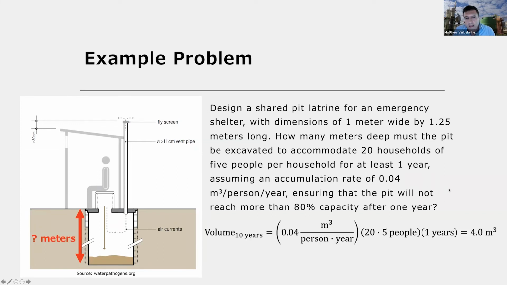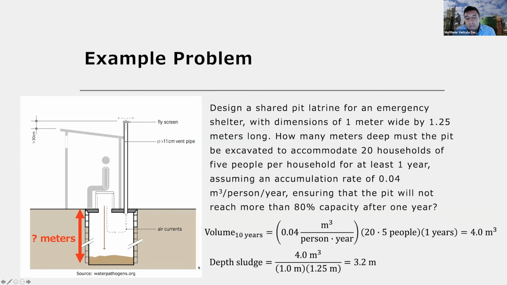Okay, so we'll start by calculating the volume after 1 year. And so that's equal to 0.04, the accumulation rate, cubic meters per person per year, multiplied by 20 households times 5 people per household, which is 100 people, multiplied by 1 year. And so that gives us a value of 4 cubic meters. So that's the volume that will accumulate in the latrine after 1 year.